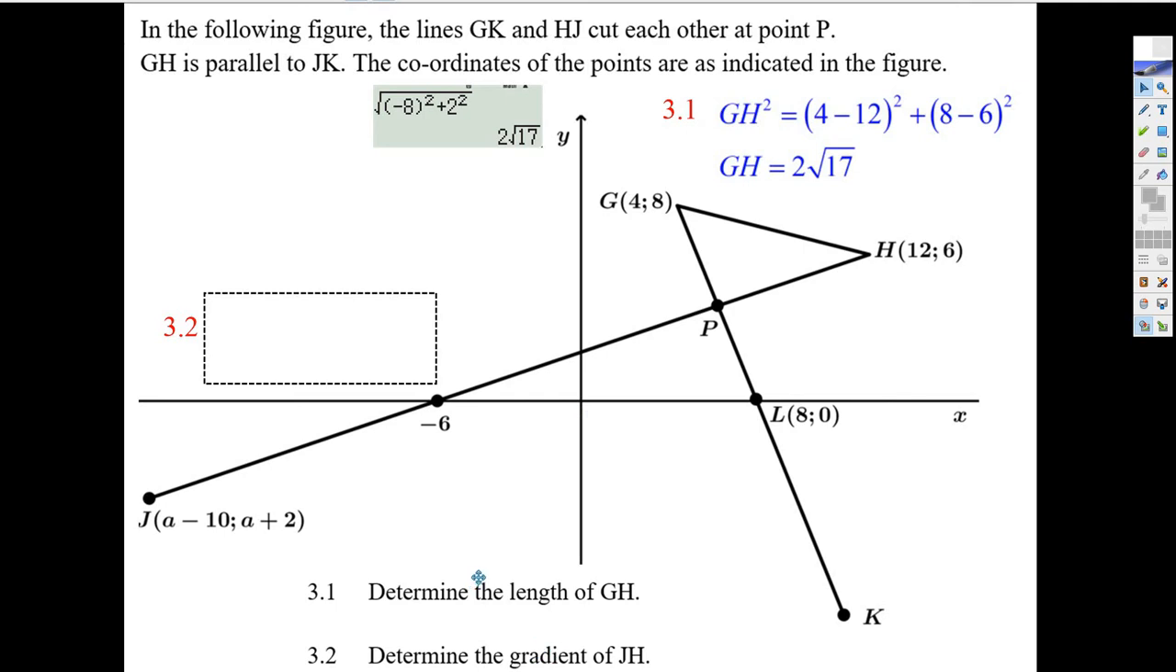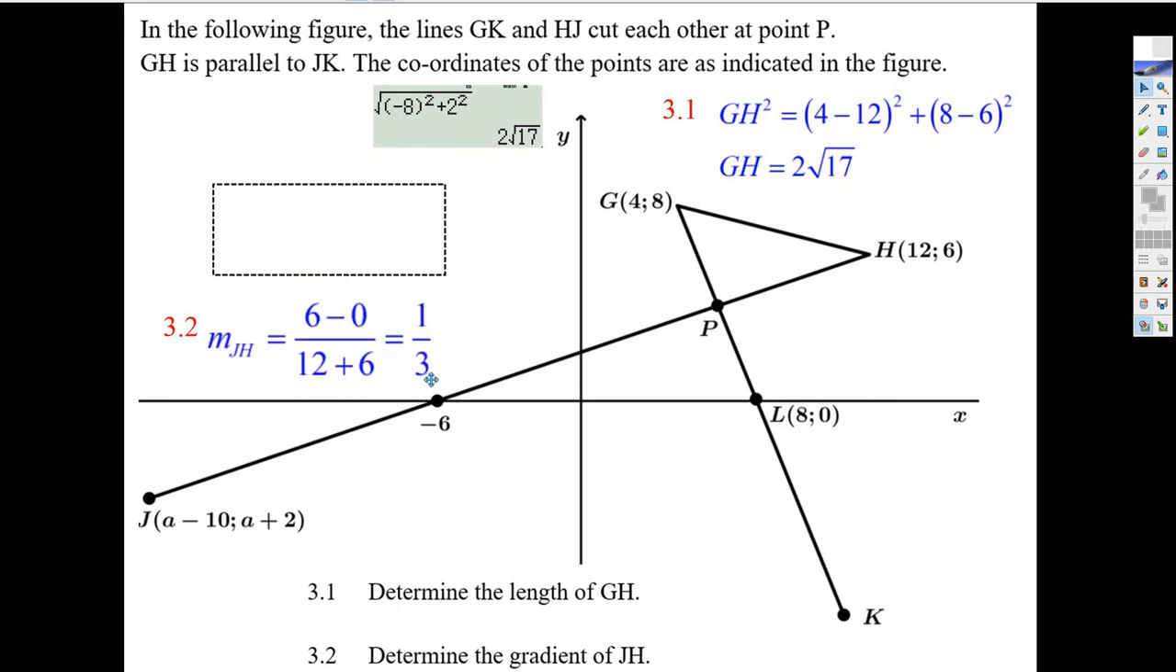The next question says, determine the gradient of GH. Well, you don't have J, but it's on the same straight line. You do have this point here that sits on the line, it's minus 6 and 0. So all you do is find the gradient between minus 6, 0 and 12, 6. The gradient anywhere on this line is the same. So subtract the y coordinates: 6 minus 0, over 12 minus minus 6, which makes it 12 plus 6. So 6 over 18 is 1 over 3.